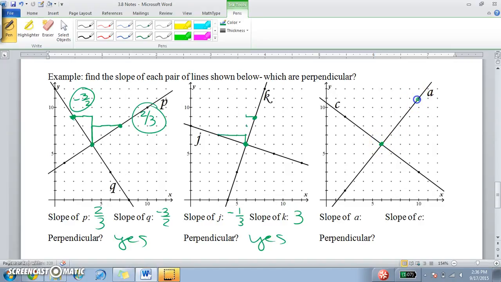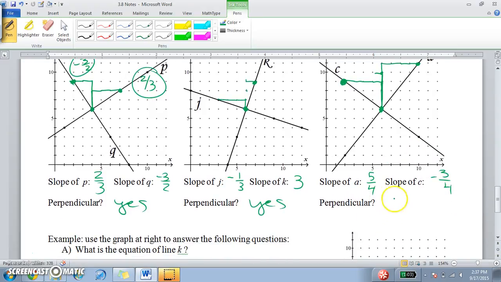A and C. Let's look at A first. These 2 points. A rise of 5, a run of 4. So a slope of 5 over 4. C, I've got a rise of 4, whoops, I counted the wrong point. So this is my point. Rise of 3, run of negative 4. So negative 3 over 4. These are opposite, but they are not reciprocals, so no, these are not perpendicular.